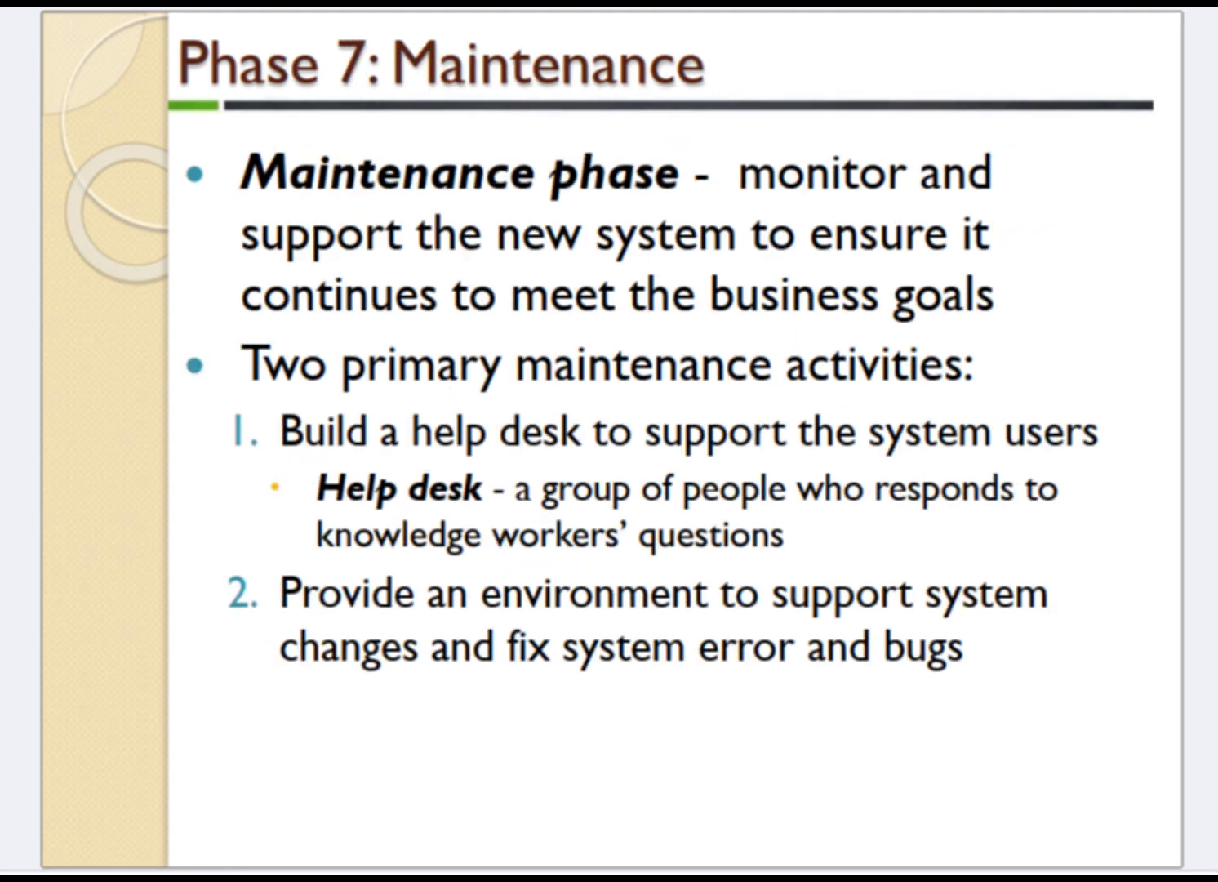Phase 7. Maintenance. In the maintenance phase, monitor and support the new system to ensure it continues to meet the business goals. Primary maintenance activities: 1. Build a help desk to support the system users. A help desk is a group of people who respond to knowledge workers' questions. 2. Provide an environment to support system changes and fix system errors and bugs.